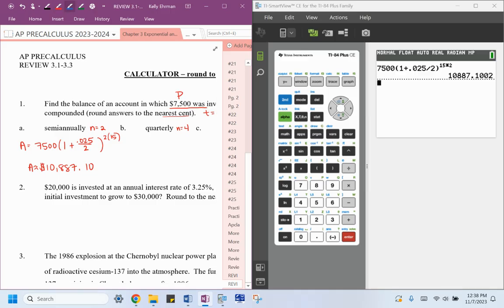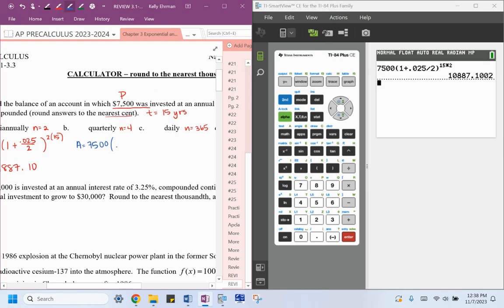So for quarterly, we're just changing out n equals 2 to n equals 4. So I'm going to show my work here for the key. So this is now to the 4 times 15. So I like to do second enter and just type over my 2 and make it a 4, and make sure I make the same adjustment right there. So this answer should be slightly higher, which it is, 10,899.71.